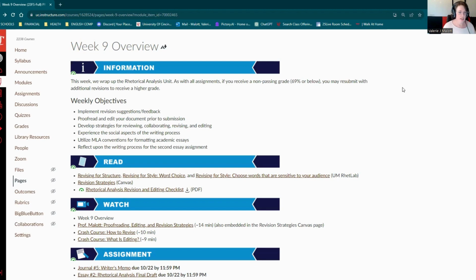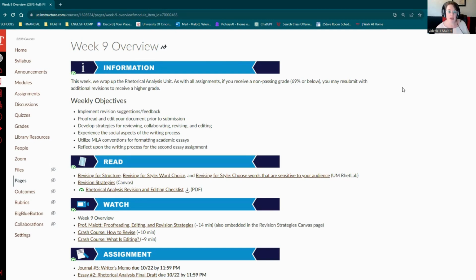The objectives are dealing with revision, implementing the feedback that you get, making sure you proofread and edit your document prior to submission, develop strategies for reviewing, collaborating, revising, and editing. Remember, those are two different things. And experience the social aspects of the writing process. As well, you will be utilizing the MLA conventions for formatting academic essays, and also you will be reflecting upon the writing process for the second essay assignment.